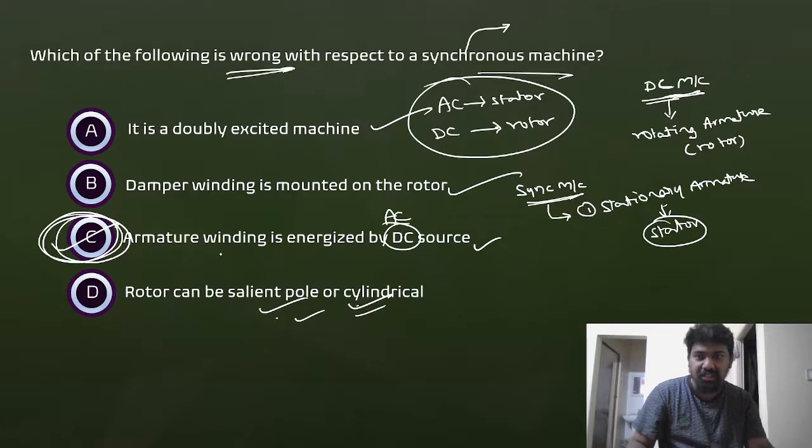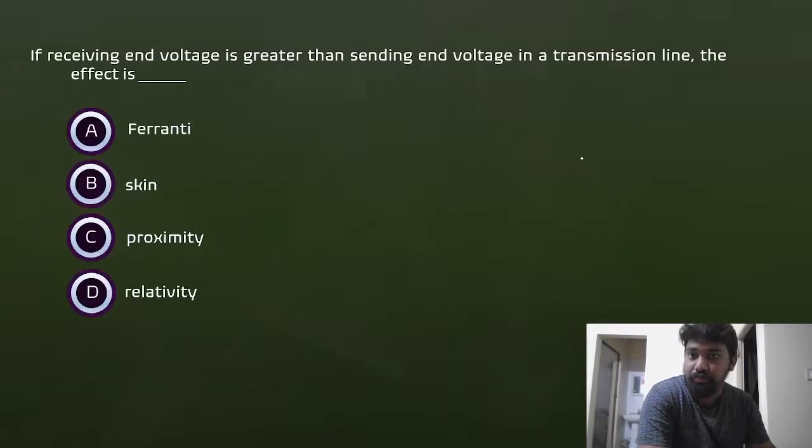So the correct answer is armature winding. The wrong statement is that the armature winding is energized by DC source, and the correct statement is that the armature winding is energized by AC source. This is the explanation for this, right? Let us move to the next question.